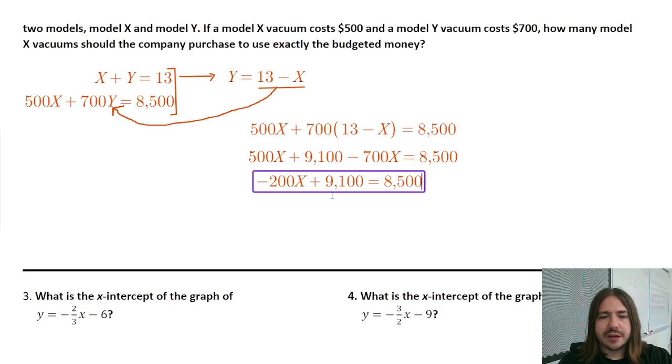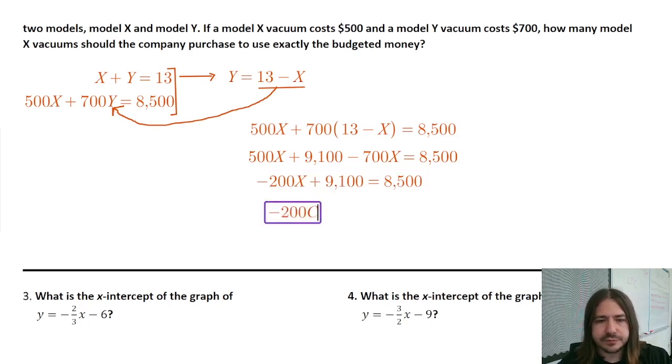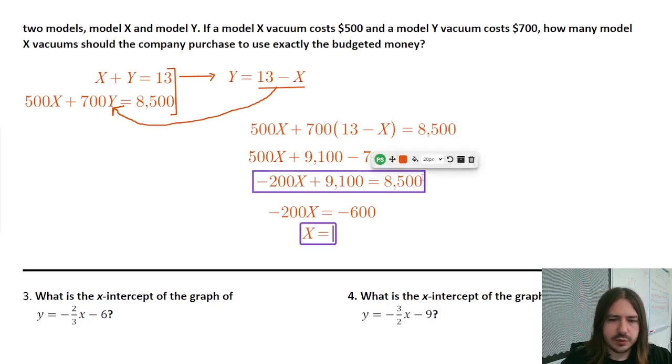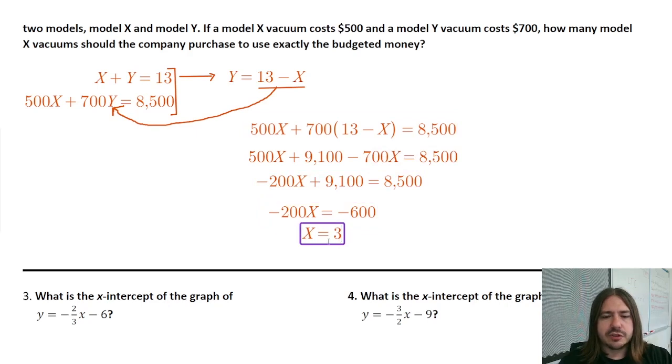Now we want to subtract 9,100 from both sides. Okay, so we got 8,500 minus 9,100. You could probably check that in the calculator, but it's going to be negative 600. And then when I divide both sides by negative 200, I'm going to get x equals 3. So we want to purchase 3 of the Model X's, and since we want a total of 13 vacuums here, we want 10 of the Model Y's.